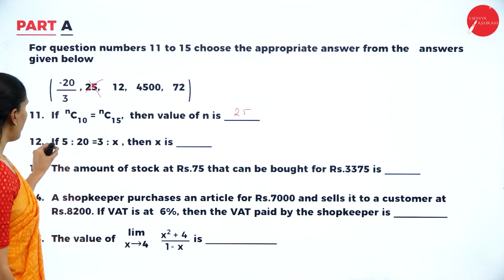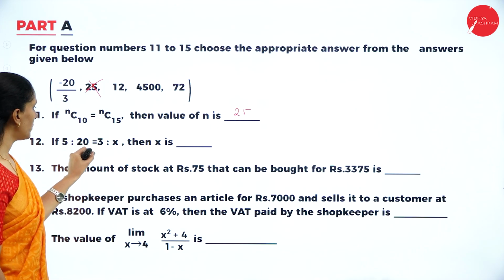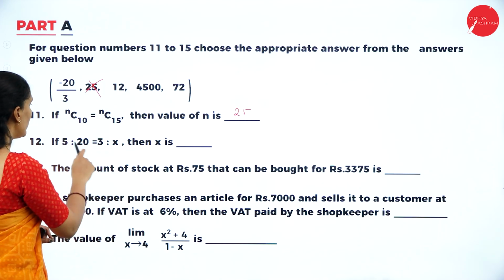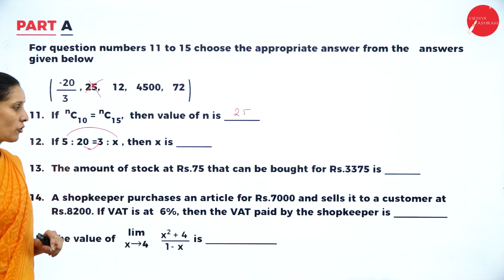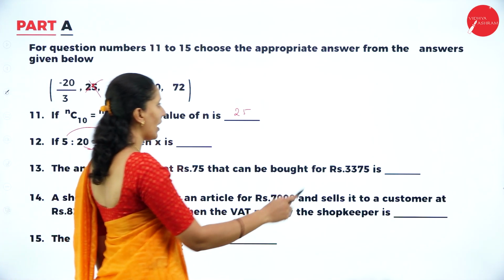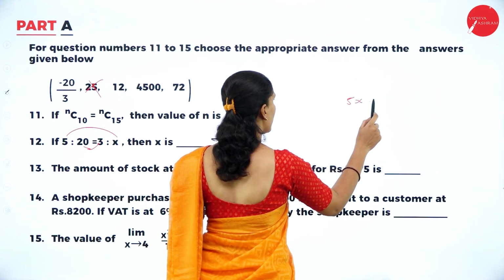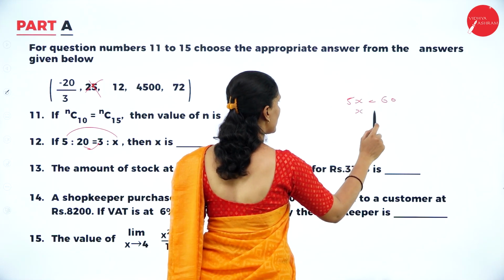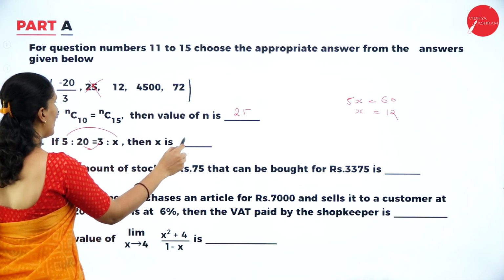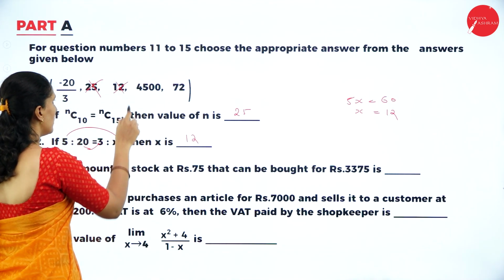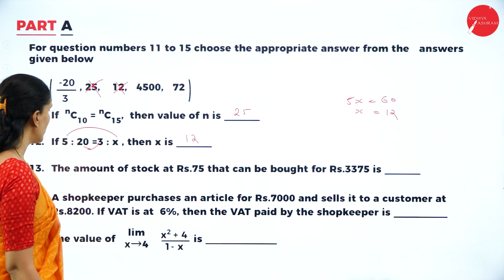Next we have, if 5 is to 20 is equal to 3 is to x, then x is. We know that product of means is equal to product of extremes. So we can write this as 5x is equal to 60. So we will get x is equal to 12 as the answer. So therefore 12 is the answer here. So another option is done.